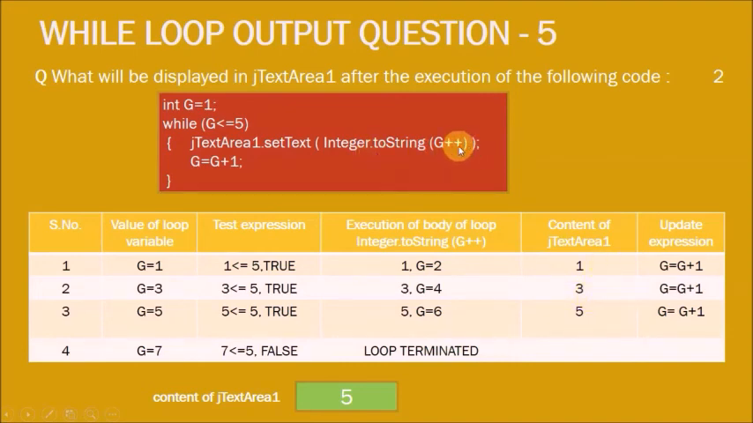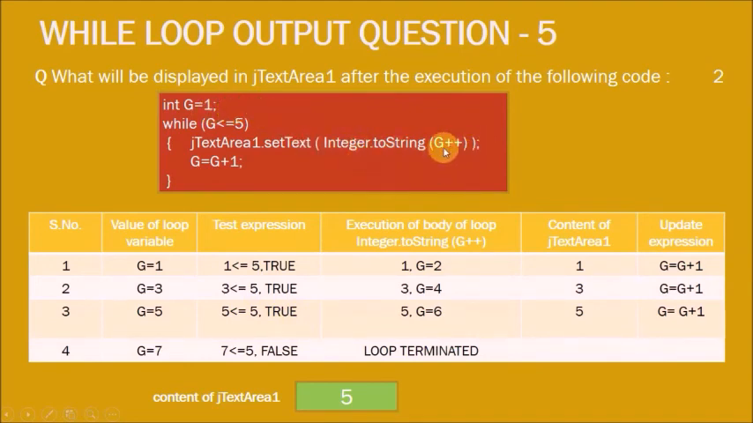After this, the value of g is incremented and g will become 4. Then we will go to the update expression and we will increment g by 1, as the last value of g was 4. So it will now become 5. So for the next iteration, g is equal to 5. We will again jump to the test expression. Now 5 is less than equal to 5. This is true. So again we will execute the body of the loop.